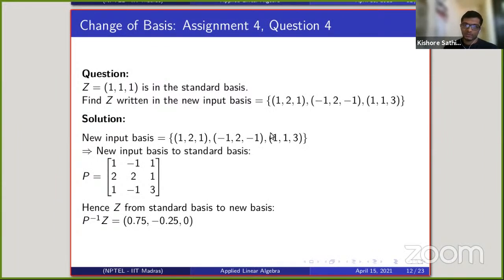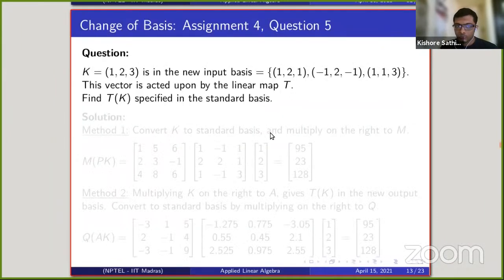We know how to do that. Just take the vectors, put them in the columns. That is P. And just to convert from the standard basis to the new input basis, we have to use P inverse. So P inverse times Z will give us the required answer. It's (0.75, -0.25, 0). Next. And similarly, we have question number 5. So now instead of dealing with the input, in question 4, we were dealing with the input.